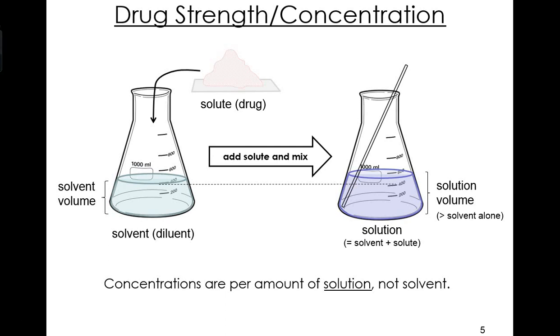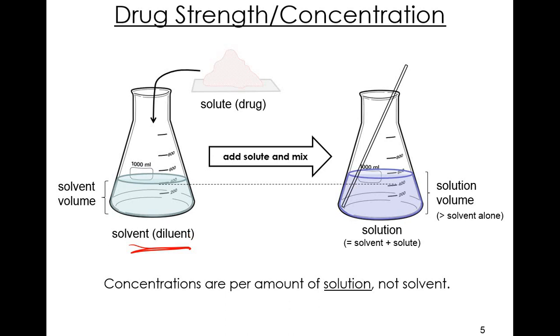Drug strength and drug concentration mean the same thing. They refer to how much drug is distributed in a diluent. A diluent is just any kind of inactive ingredient that dilutes the drug. A solvent like water is an example of a diluent.